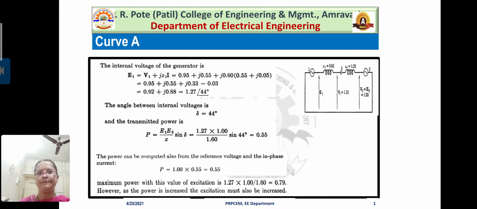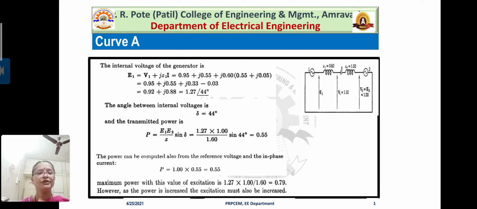So I know I. Once I know I, I can calculate E1. A similar problem we have solved in the previous session, where we took two to three problems based on steady state stability. So here also, E1 is V1 plus JIX1. Substitute all the values. Ultimately, what we obtain for E1 is 1.27 at an angle of 44 degrees.